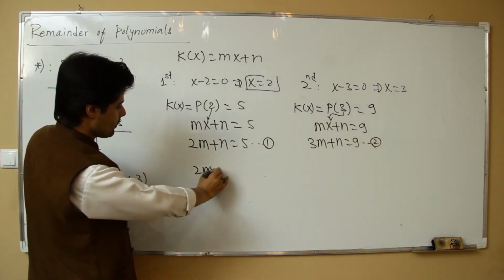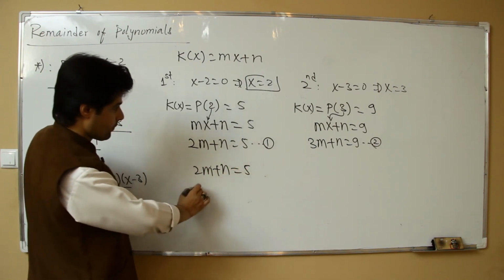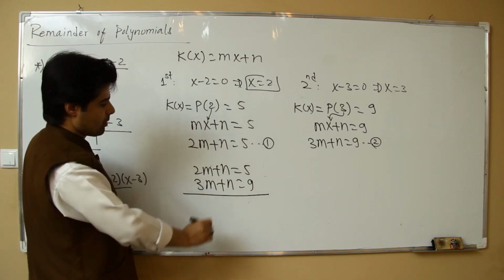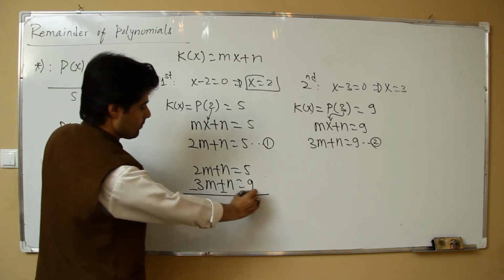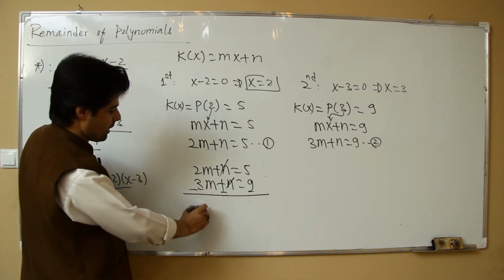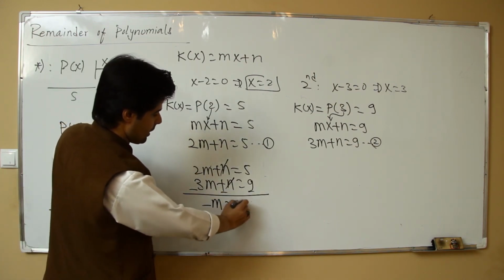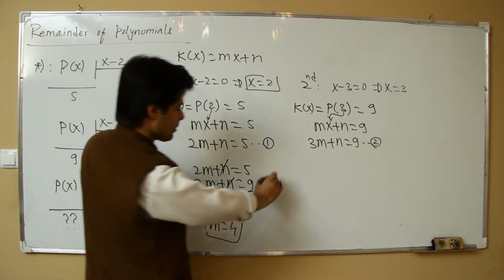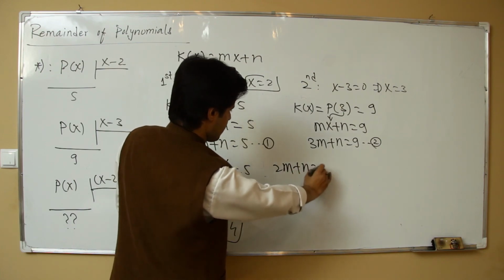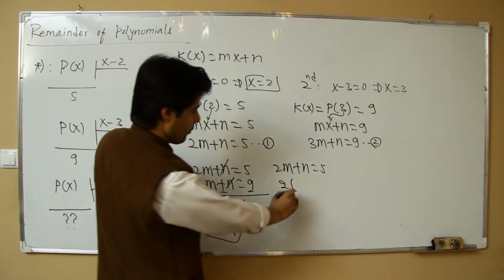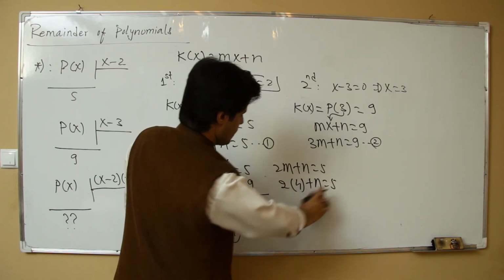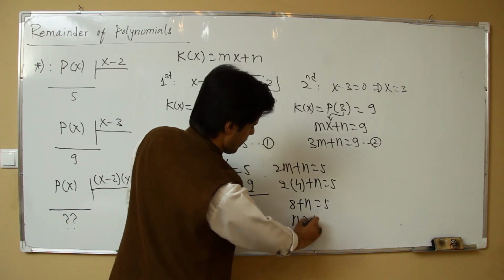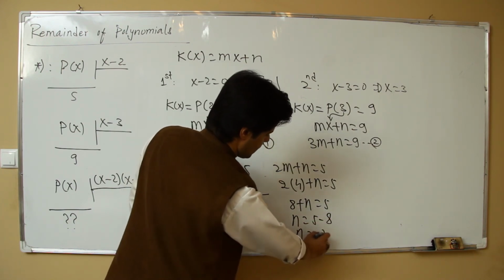Now you can solve both of them. 2m plus n is 5, 3m plus n, it is 9. Now sum these two equations, no, subtract them. You will cancel this one. 2m with minus 3m, it's minus m, it's minus 4, minus minus is cancelled, m is 4. Now put 4 in here. 2m plus n is 5, and instead of m, 4: 2 times 4, it's 8, plus n is 5, n is 5 minus 8, and n is minus 3.